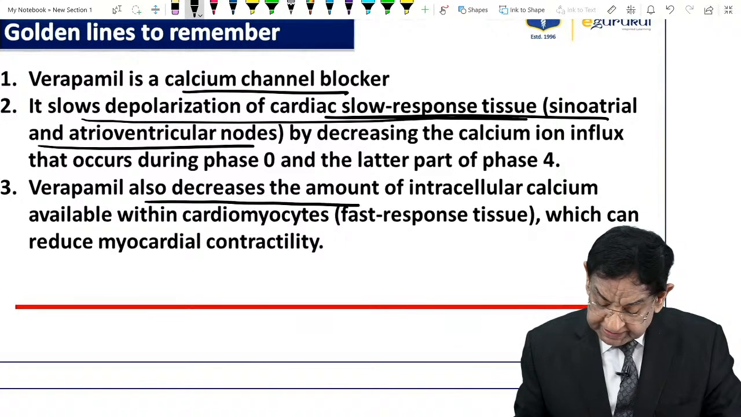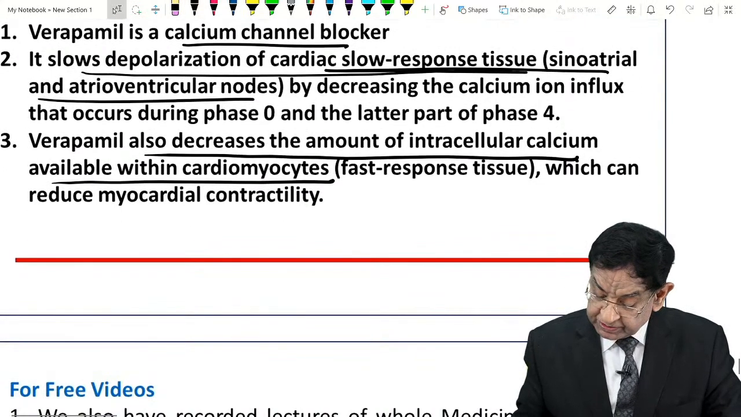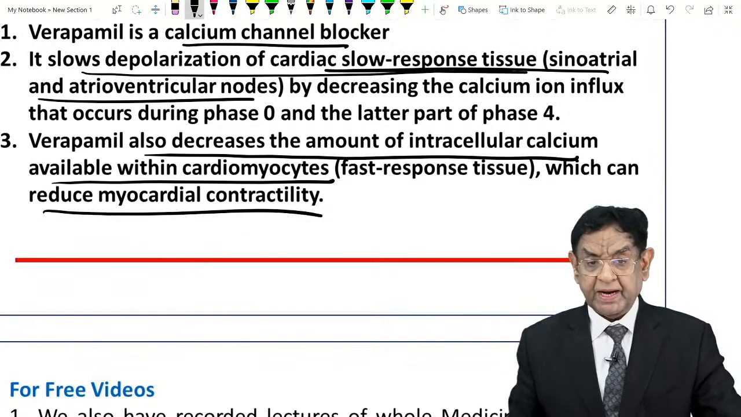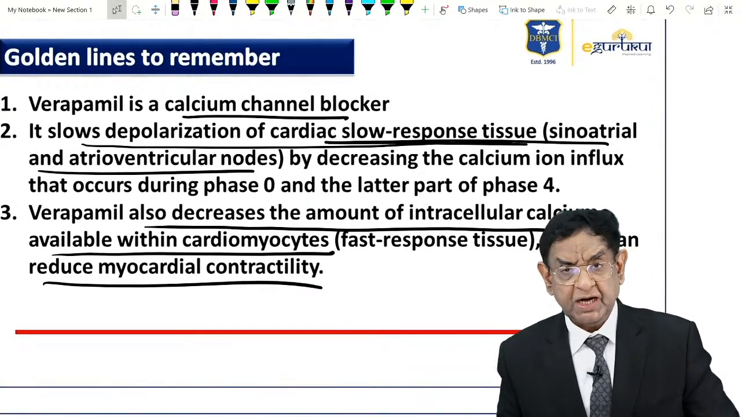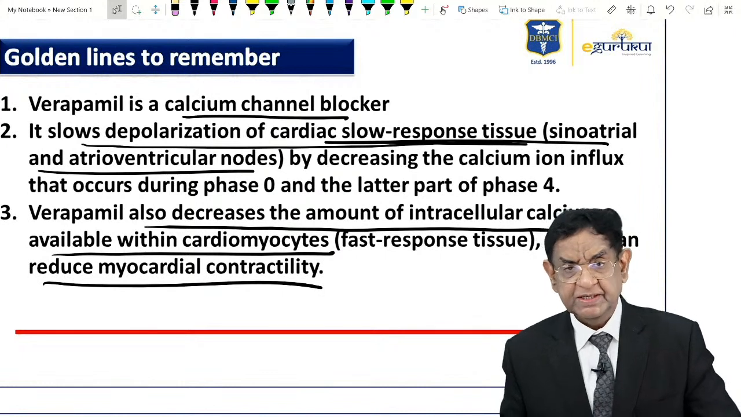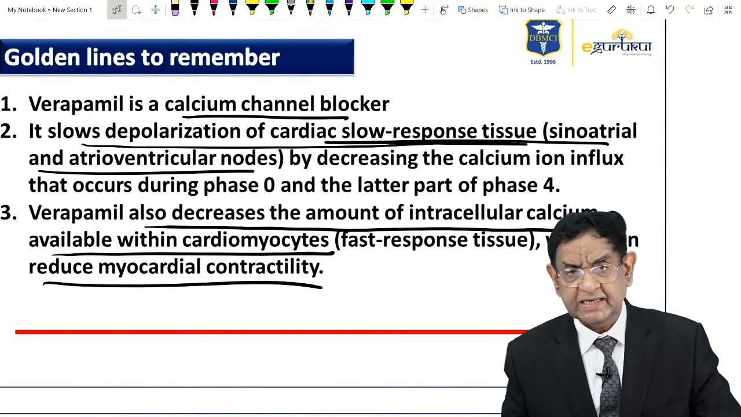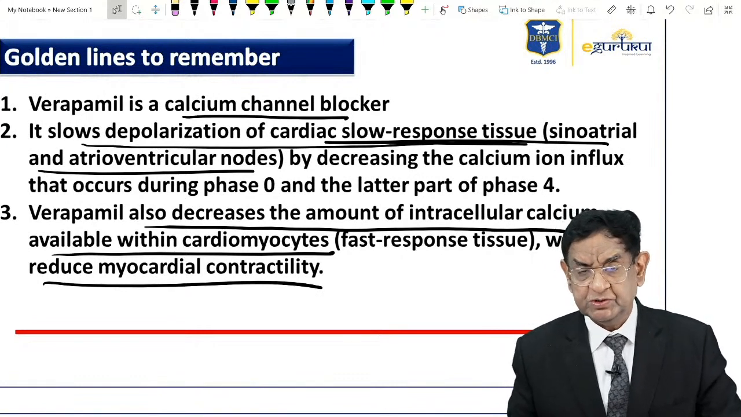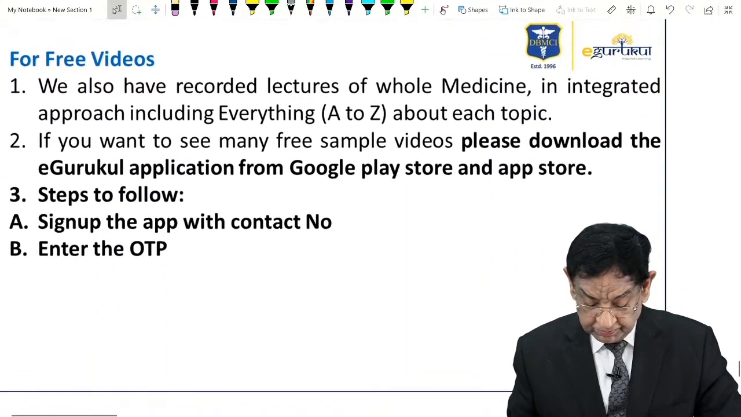Verapamil also decreases the amount of intracellular calcium available in the cardiomyocyte. So that's why they reduce myocardial contractility also. And this is in sharp contrast to digoxin, which causes increased calcium entry into the cell, and that's why digoxin is used in congestive heart failure.